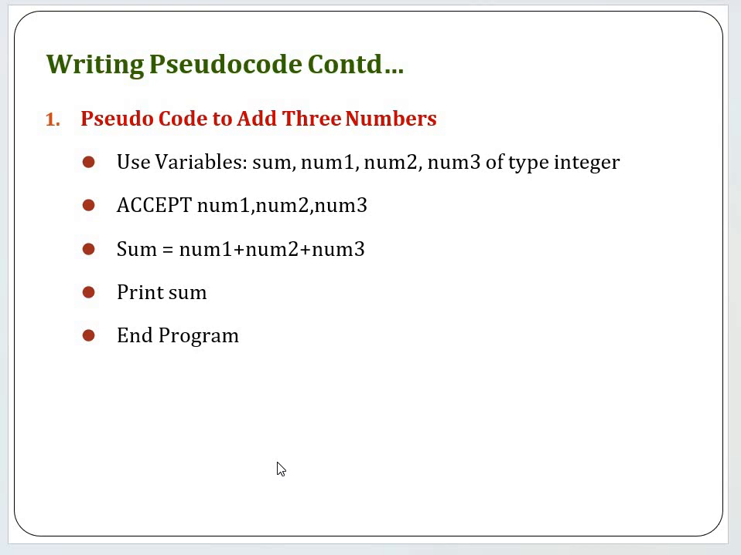So first is pseudocode to add three numbers. Here first you'll be declaring the variables. Four integer variables: sum, num1, num2 and num3 to store the sum and three input numbers respectively. Second is input: the accept statement reads three values from the user and stores them in num1, num2 and num3. Then the calculation step: the sum variable is assigned the result of adding num1, num2 and num3. And finally output, the print statement, print sum. This statement displays the calculated sum on the output, and then finally it indicates the end of the program.